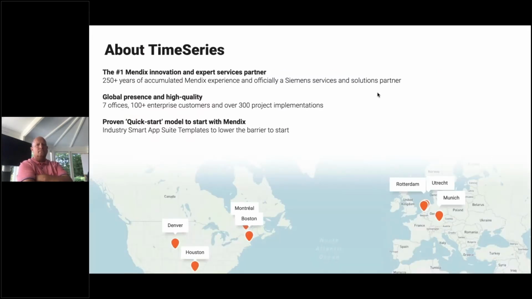So before we get started with the content, let me give a brief introduction of where we're coming from. Time Series is a Mendix partner for many years now, and we are using Mendix both in the Netherlands as well as in the US, Germany, and Canada. And we are doing that for a while, and we are focusing on a few specific industries, and energy and utilities is one of those industries.